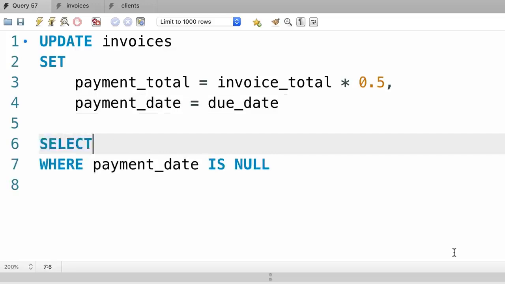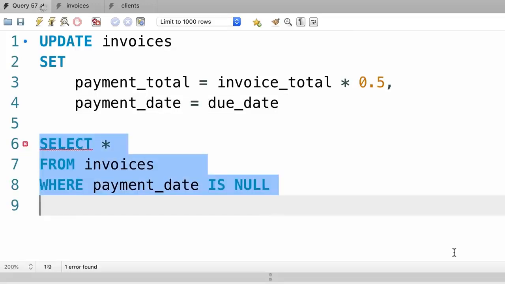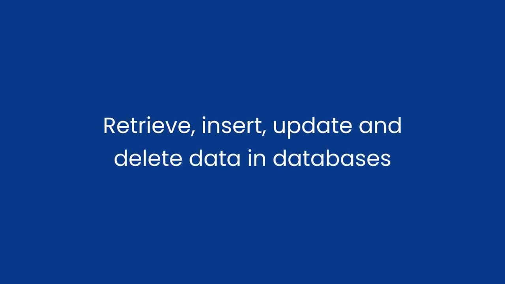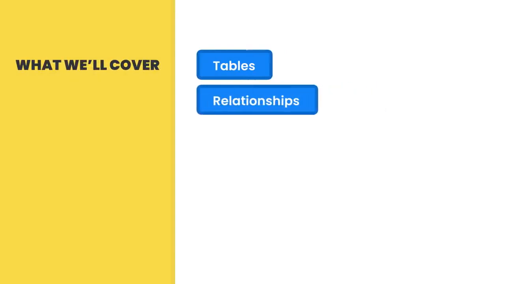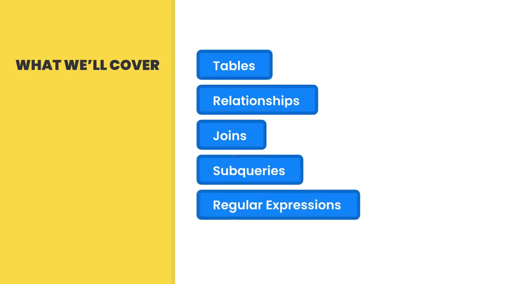This course is ideal for anyone who wants to learn SQL from scratch, but also anyone with some basic knowledge who wants to fill in the missing gaps. By the end of this course, you'll be able to retrieve, insert, update, and delete data in databases. We'll talk about tables, relationships, different types of joins, subqueries, regular expressions, and much, much more.